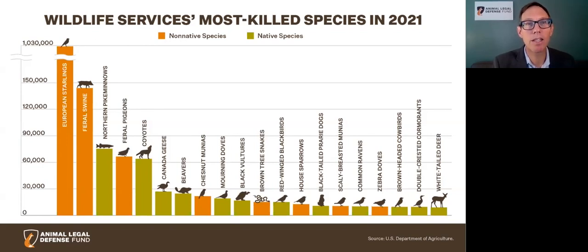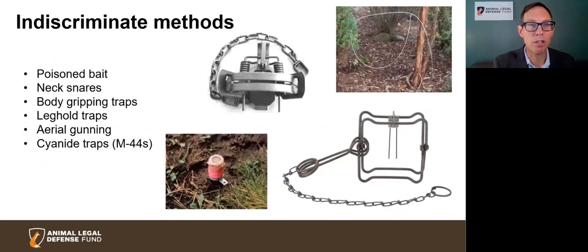Next, we're going to talk about the indiscriminate methods that wildlife services uses. Wildlife services gun down coyotes and wolves from helicopters and airplanes. Trappers employed by the agency use poison baits, neck snares, body gripping traps, leg hold traps, and cyanide traps, which are known as M44s. All of these are indiscriminate. Obviously, they can try to target specific animals, but that isn't always the case. And sometimes other animals get trapped.